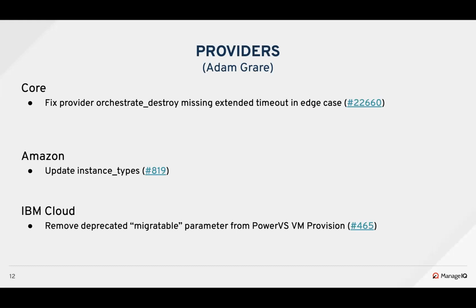For Amazon, the bot updated the list of instance types. And for IBM Cloud, Jay removed a deprecated parameter from the PowerVS VM provision, which is no longer in use by the PowerVS API. Next slide.